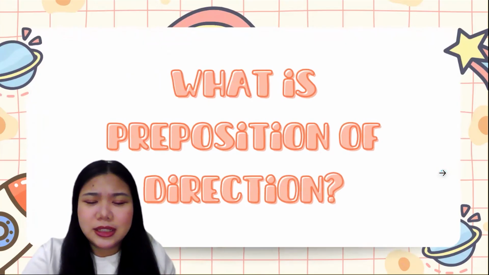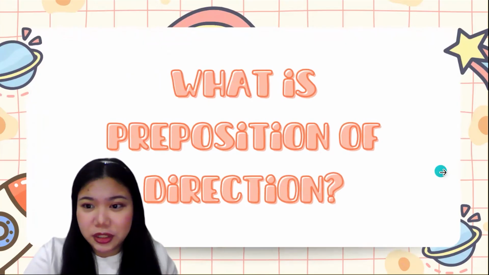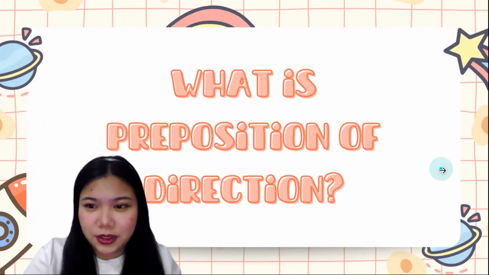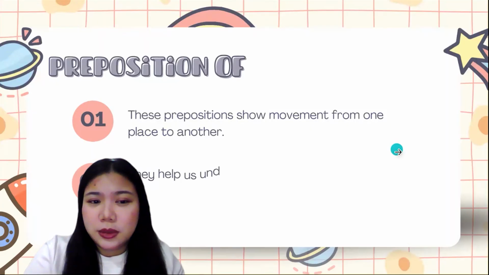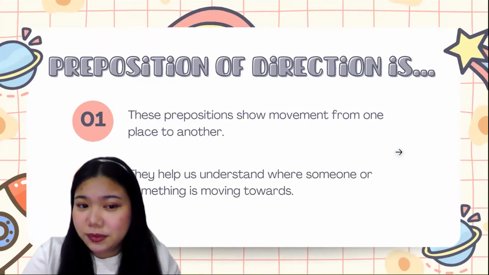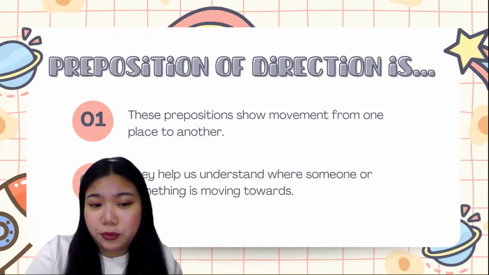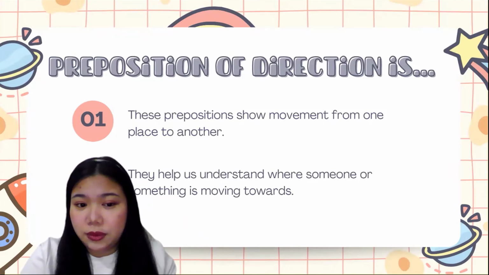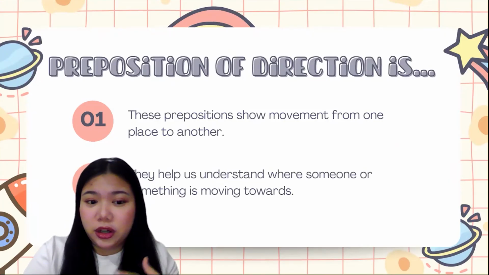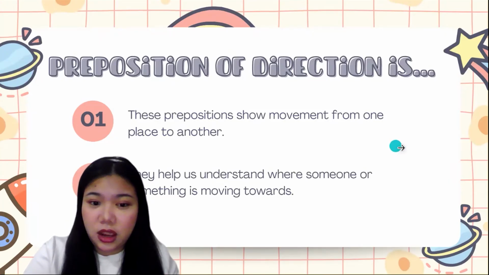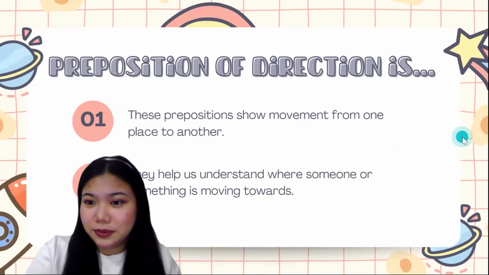So what is preposition of direction? This one is a bit specific. Preposition of direction basically says that these prepositions show movement from one place to another. So it helps us understand where someone or something is moving towards.